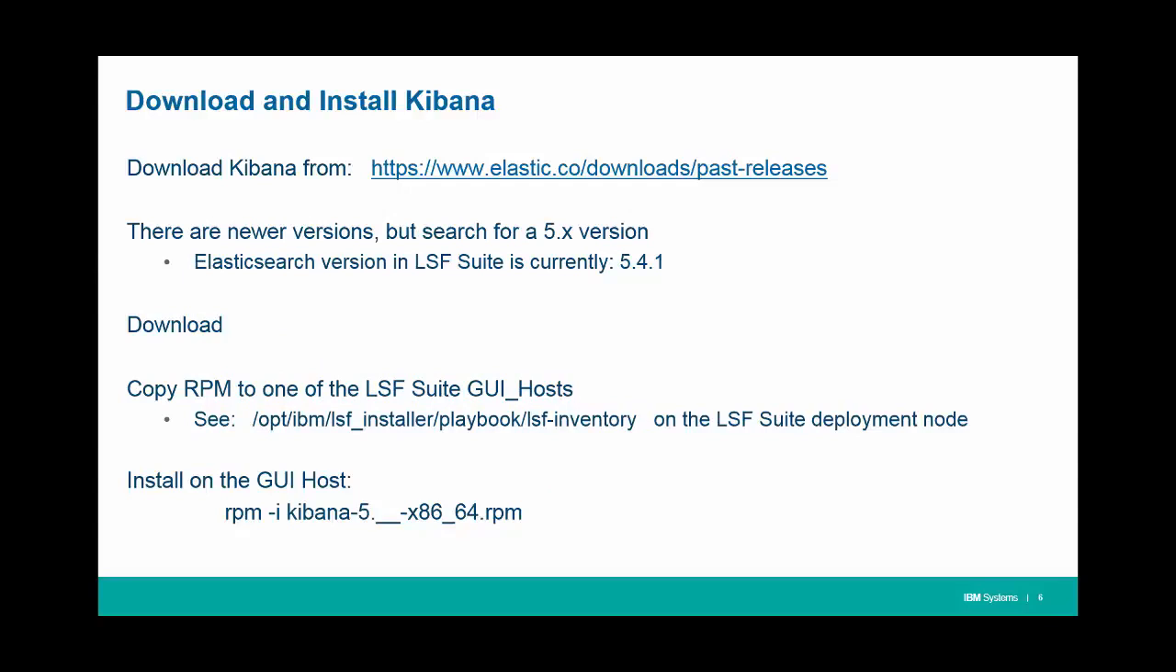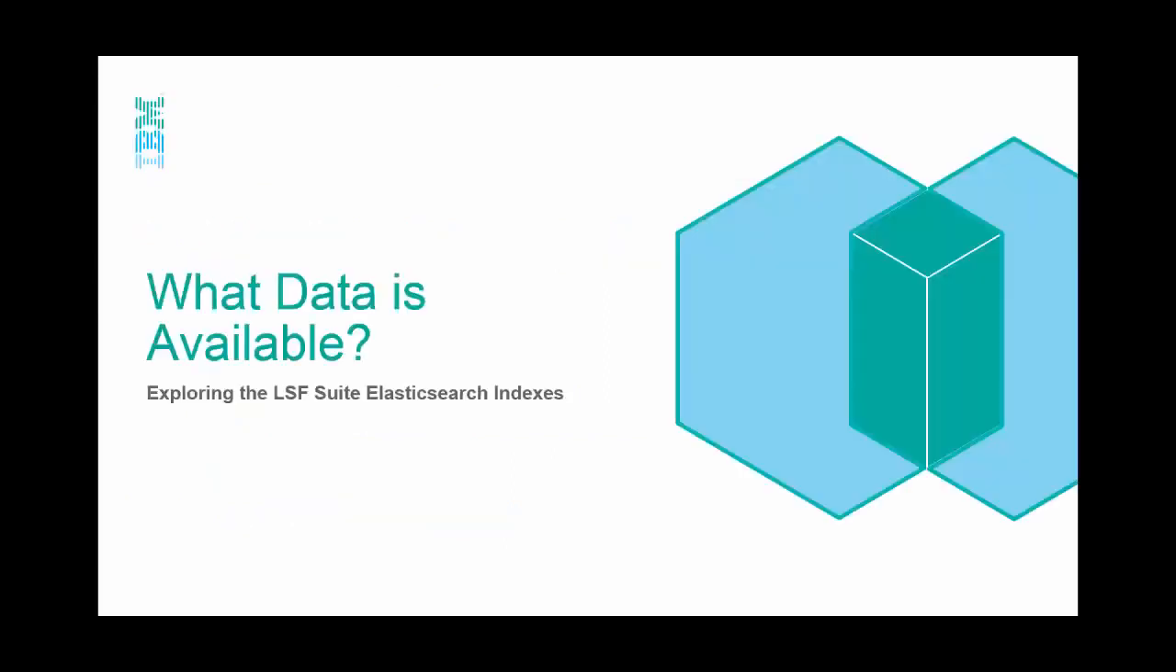You then need to, once you've downloaded that RPM, copy it to one of the LSF Suite GUI hosts. So you'll recall when you deployed the cluster, you had a machine called a deployer node, and from that you ran the Ansible playbooks to install the cluster. You had a file in there called /opt/ibm/lsf_installer/playbook/lsf-inventory. That LSF inventory file defined which machines were the GUI hosts. So you're basically going to copy that RPM to one of those GUI hosts and then just install it with an rpm -i. And that gets it installed.